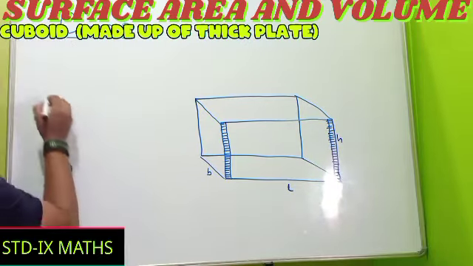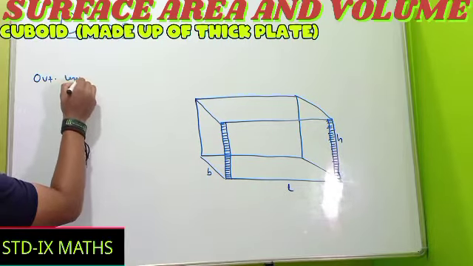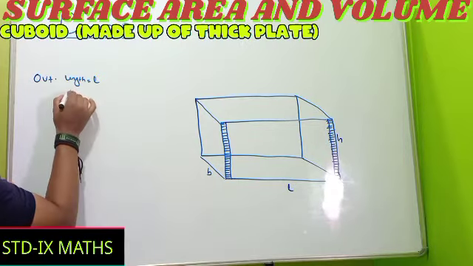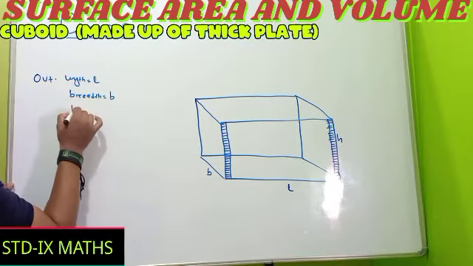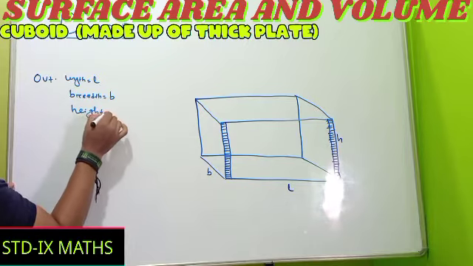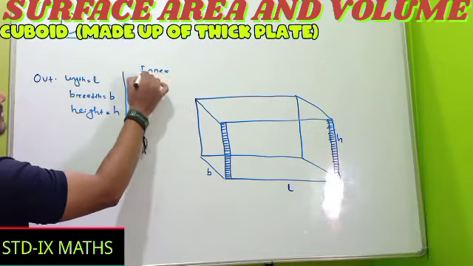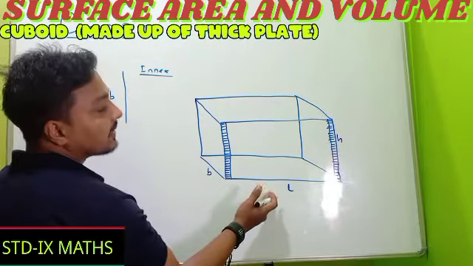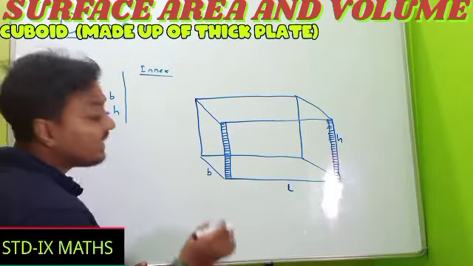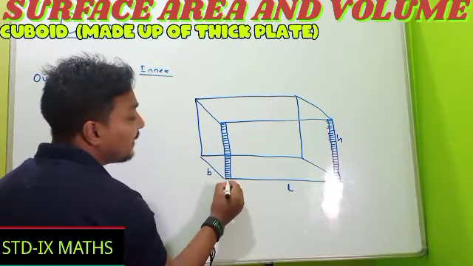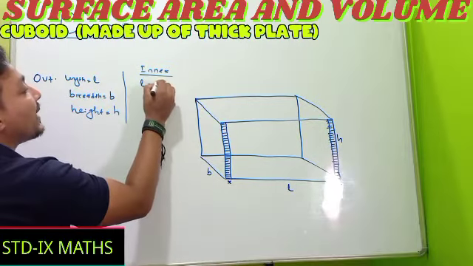So here I am writing: outer length is our L, outer breadth is our B, height is our h. Now I want to find the inner ones. See, for the length calculation, it is clearly seen that the inside length is 2x less. Here the width is x, here the width is x. So here the length is to be L minus 2x.